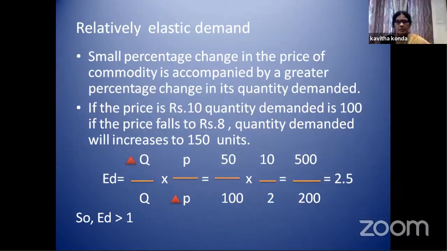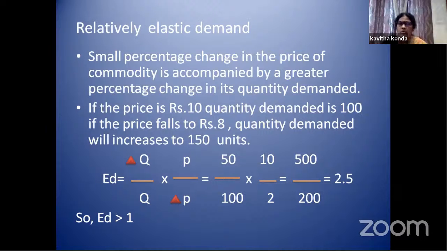With the formula given, ED is equal to delta Q by Q and P by delta P. The change in the quantity is 150 minus 100, which is 50. And the original demand is 100. The original price is 10, and the change in the price is 10 minus 8, 2 rupees. So 50 by 100 into 10 by 2, which gives 500 by 200, means 2.5. A small change in the price led to a greater change in the demand. That's why we can say ED is more than 1.